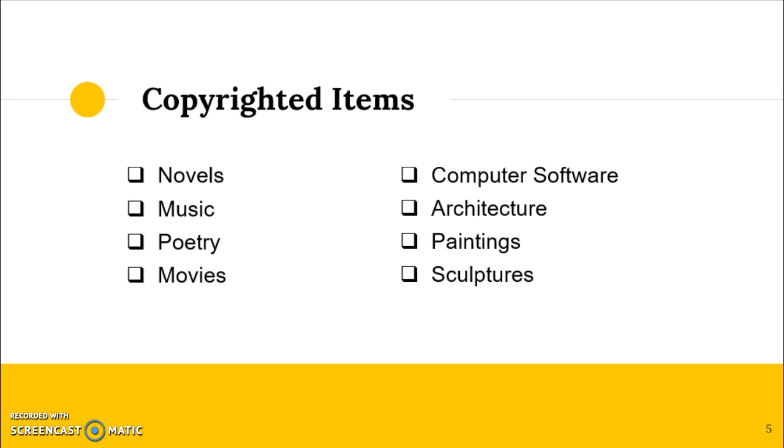Some examples of copyrighted works include literary, dramatic, musical, and artistic works, such as poetry, novels, movies, songs, musical compositions like movie themes or symphonies, computer software, paintings, sculptures, and architecture.